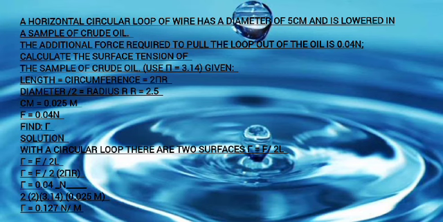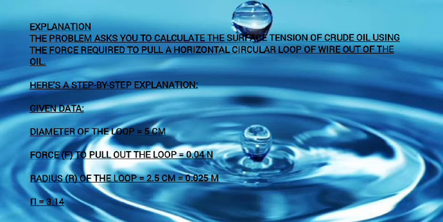L = 2 times 3.14 times 0.025 = 0.157 m. Step 2. Surface tension formula. The surface tension γ is calculated using the formula γ = F/2L. Substitute the values into the formula. γ = 0.04 N over 2 times 0.157 m = 0.04 over 0.314 = 0.127 N/m.